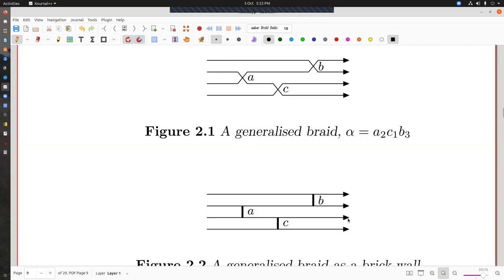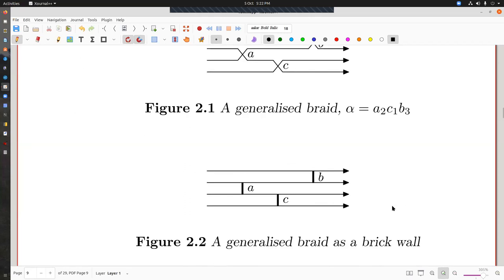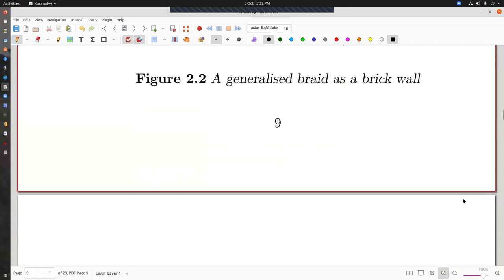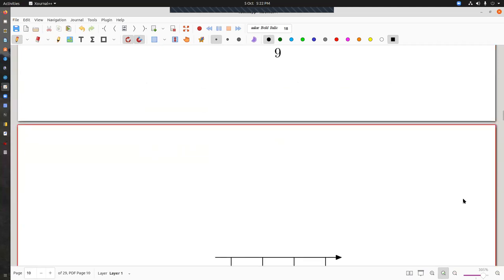But we can also write it like this, which we call a brick wall diagram. So we're replacing the crossings by this thickened arc here. You might think it's unnecessary, but it is a useful way of looking when we look at the Alexander theorem.